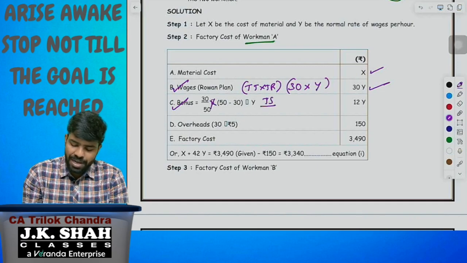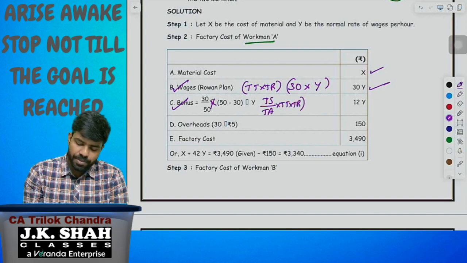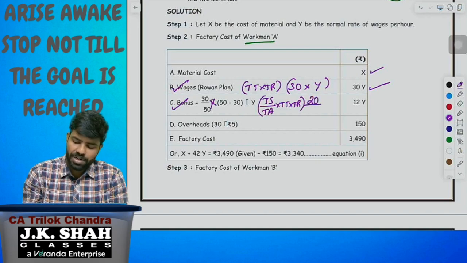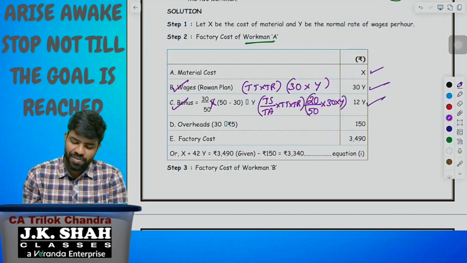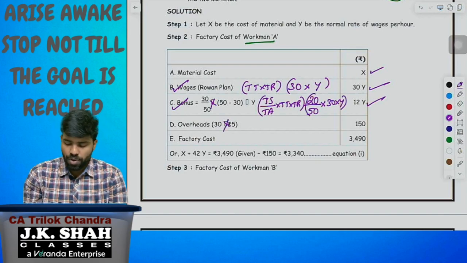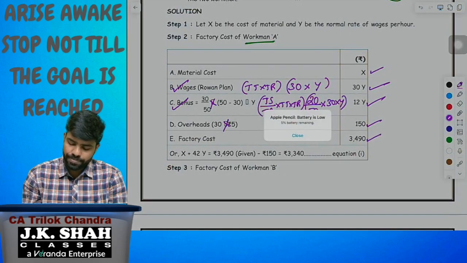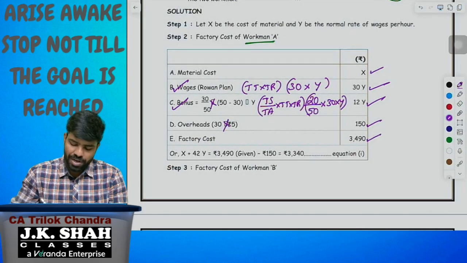Let me write the formula for the bonus: time saved divided by time allowed, into time taken, into time rate. Time saved is 20 hours, allowed is 50, taken is 30. So 20 divided by 50 into 30 into time rate y. If you do this calculation, we get 12y. Overheads are time taken into overhead rate, 30 into 5, which is 150. We get factory cost 3,490.